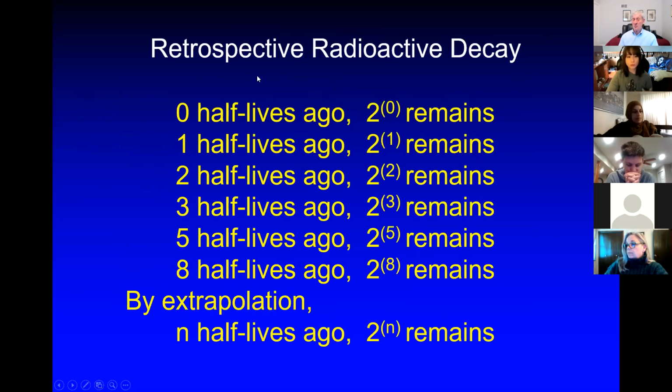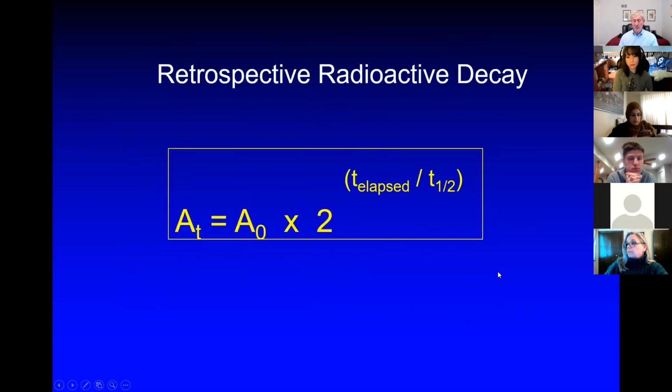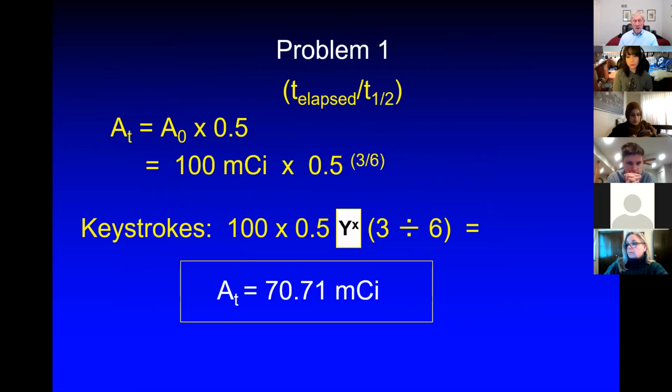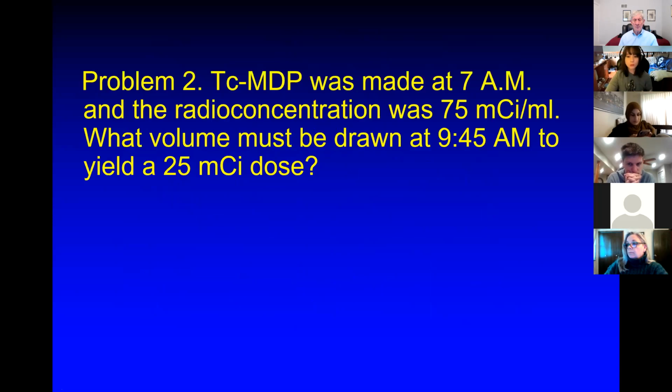Now, going retrospectively in time, we doubled it. So we went from 2 to 2 squared, that's 4. 2 cubed is 8. 2 to the 5th is 32. 2 to the 8th is 256. Going backward in time.